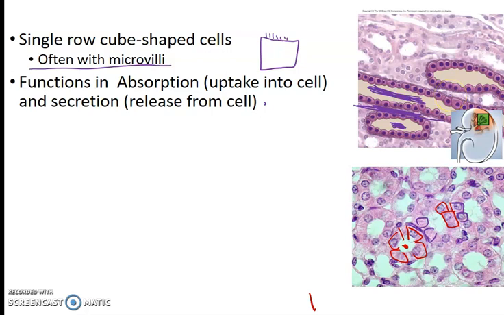Now they often have microvilli. So here is a cell. Microvilli are extensions of the cell membrane and the cytoplasm that increase the area for absorption of nutrients. So you have them in the kidneys. You have all these microvilli that are increasing the absorption. You can actually see them there in the kidneys. So, a single row of cube-shaped cells, often with microvilli, which extend the surface area of the cell.